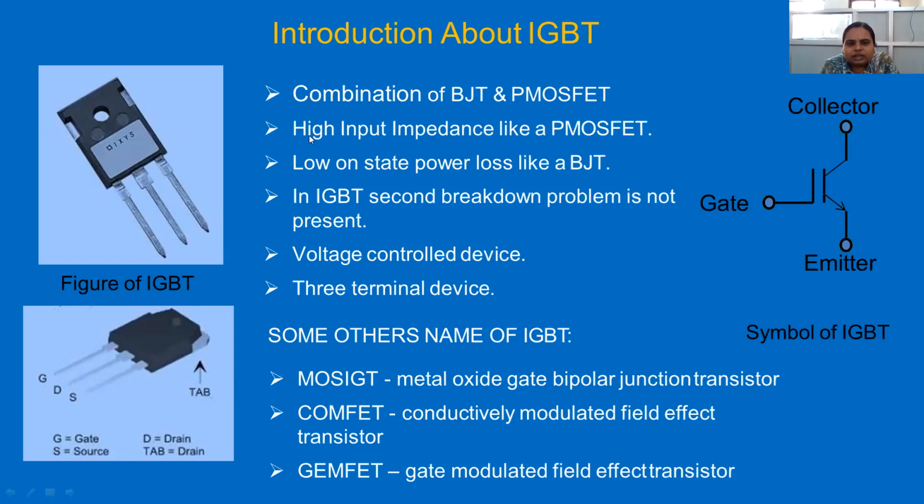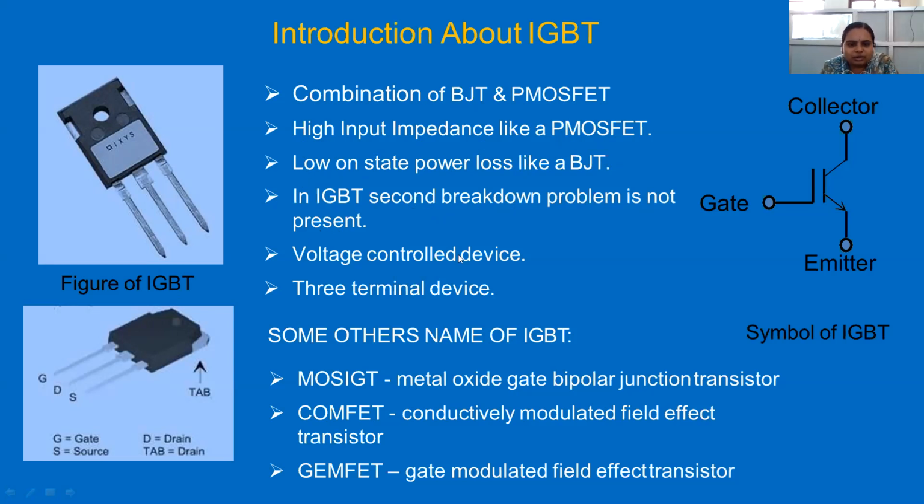Next, it has high input impedance like the P MOSFET. Then low on-state power loss like the BJT. For that reason, low power loss and high impedance, when we combine both, we get our IGBT. Next, in the IGBT, the second breakdown problem is not going to be present. That's the main advantage of this.